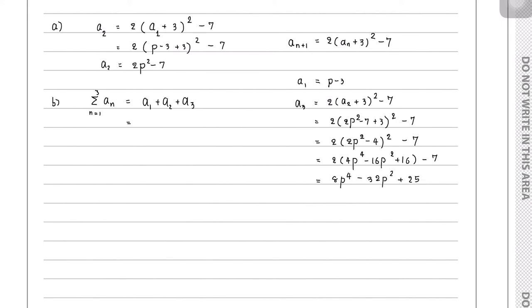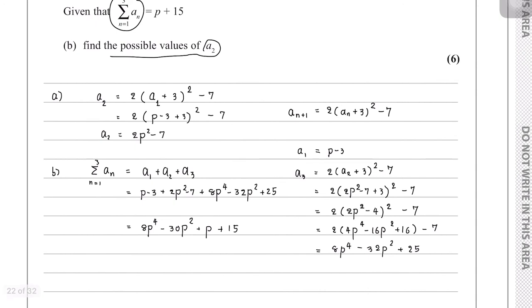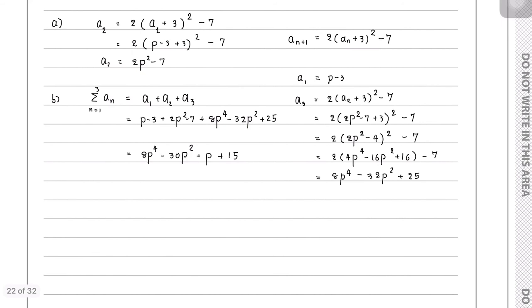So we write down the values of a1, a2, and a3 in here, which is p minus 7 for a1, plus 2p squared minus 7 for a2, and plus 8p to the power of 4 minus 32p squared plus 25. We collect like terms, it will be 8p to the power of 4 minus 30p squared plus p plus 15. And according to this information, the summation of an where n equals 1 to 3 equals p plus 15. So you can equate this term to be p plus 15, and we simplify them again.